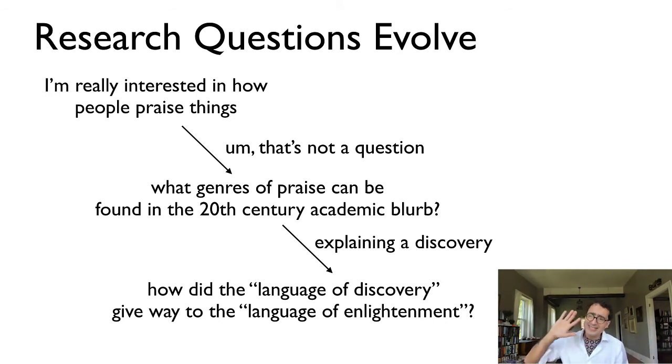And then around 1980, we no longer have this language of discovery. We have instead all these words and tropes and semantics associated with brilliance and illumination and lenses, references to light and perception, right? So now you've begun with this question, what genres of praise can be found? And looking at genres of praise, you may discover, oh, look, there's this discovery genre and there's this enlightenment genre. And if you get really lucky, maybe these are segregated in time. And now you can start to ask questions about how and why the discovery genre gave way to the enlightenment genre.